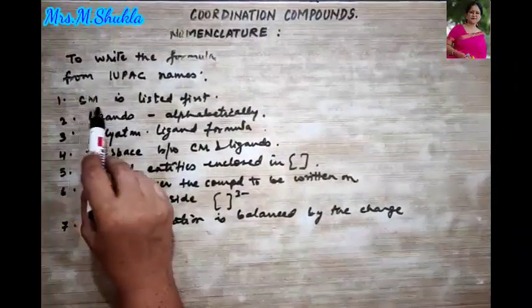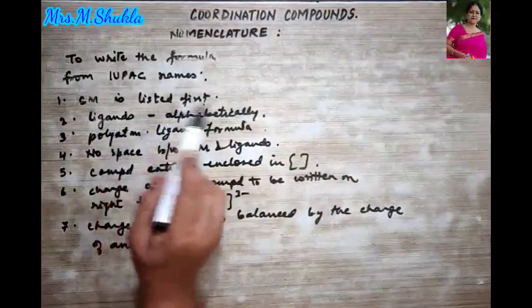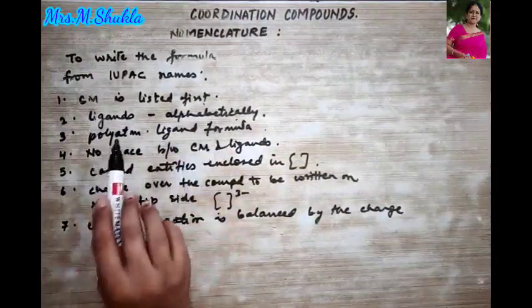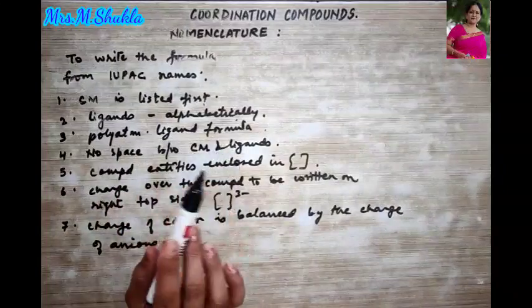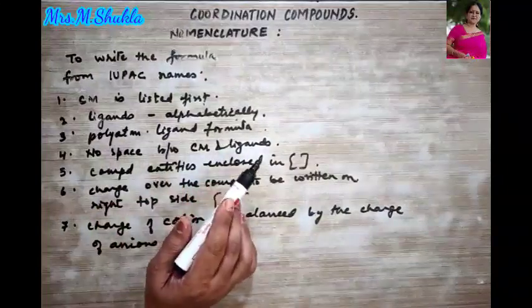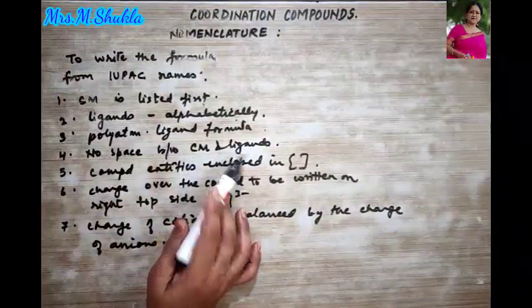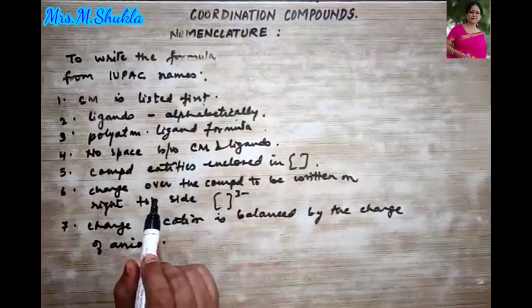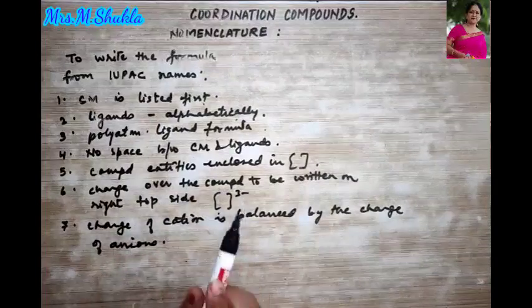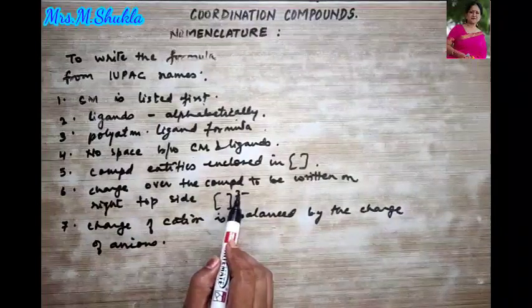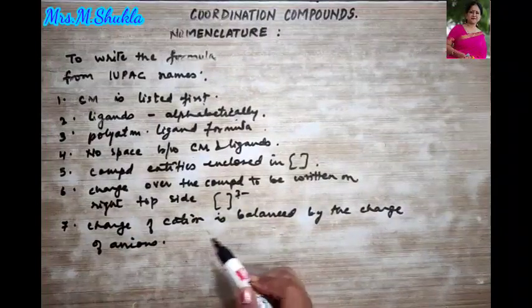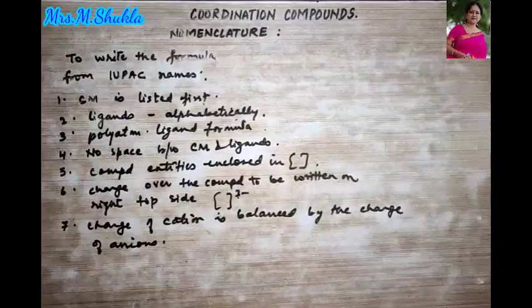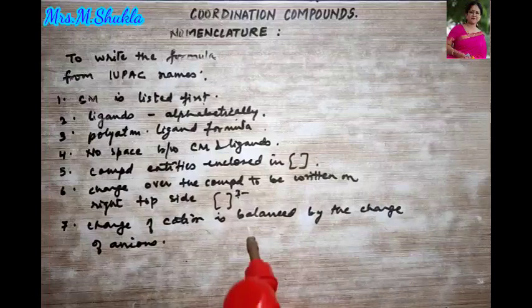What? That the central metal atom is listed first, then the ligands have to be arranged alphabetically, then polyatomic ligand formula has to be used, no space has to be there between the central metal atom and the ligands, and the compound entities, they have to be enclosed inside the square bracket, then the charge where it has to be written right hand side top, and then finally the charge of the cation is balanced with the charge of the anion. Now coming to examples.